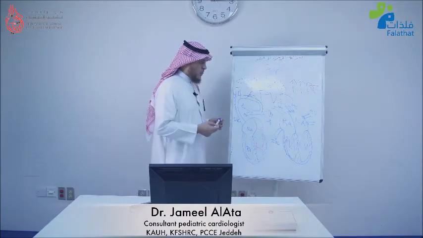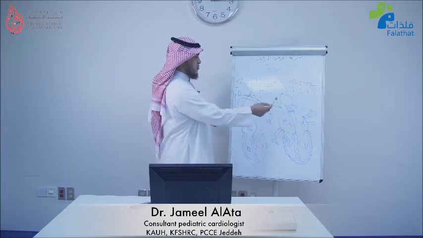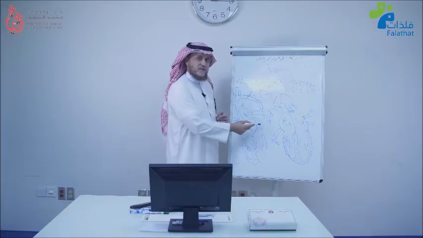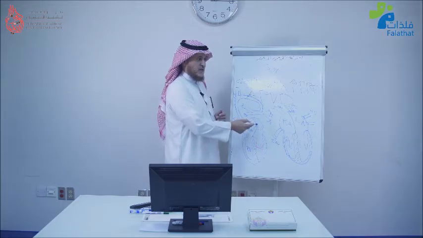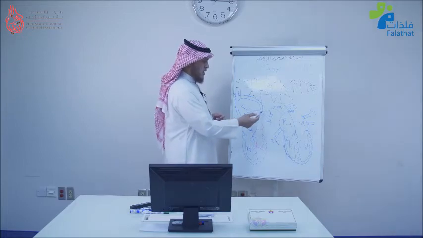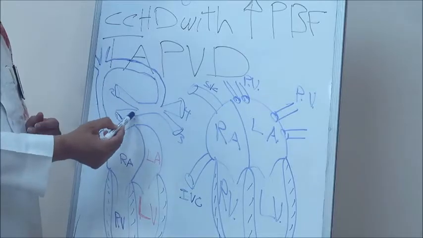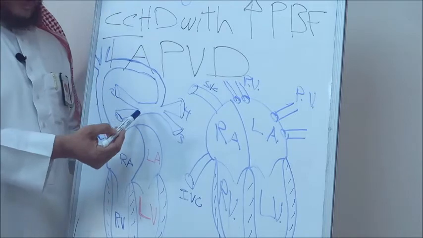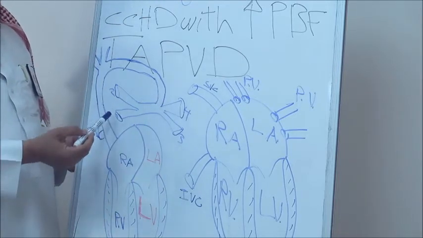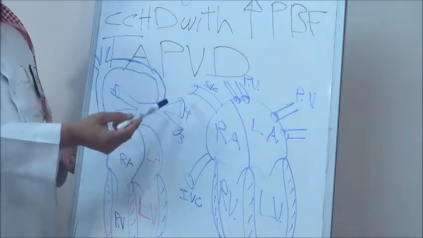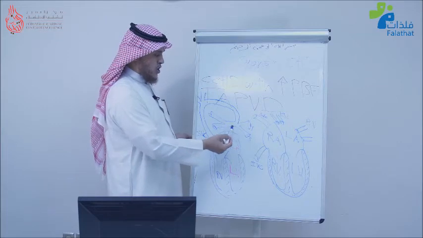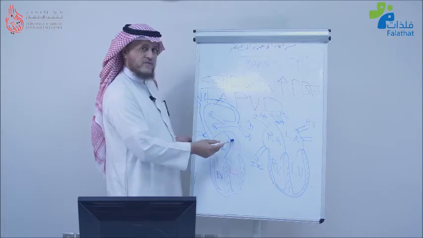Okay, so in total anomalous pulmonary venous drainage, the 4 veins, instead of coming to the left atrium, like you can see here, they come to what we call the pulmonary venous confluence, just above and behind the left atrium. So you see the 4 veins, 1, 2, 3, 4, 2 on the left side, 2 on the right side. They join into a confluence. They do not have a connection to the left atrium.